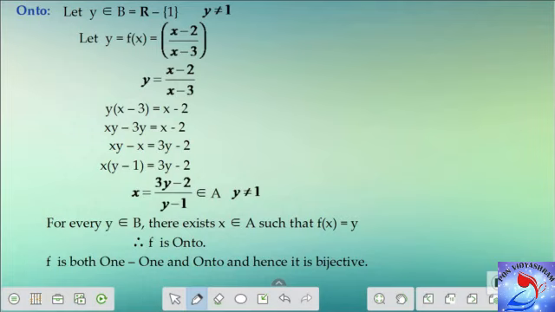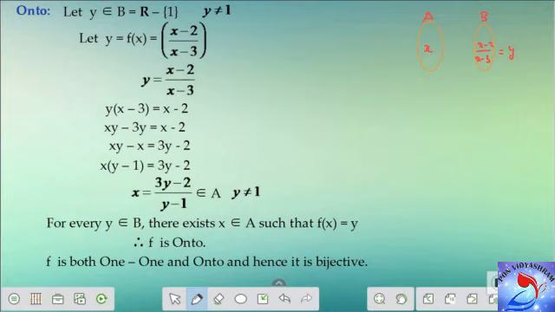Now we have to find an element in the first set. Say this is the first set, our A, and this is our second set, our B. If I give x as the input, your output is going to be (x minus 2) by (x minus 3), and let me call this y. So let me have y equal to (x minus 2) by (x minus 3), from which I'll try to get the value of x in terms of y.